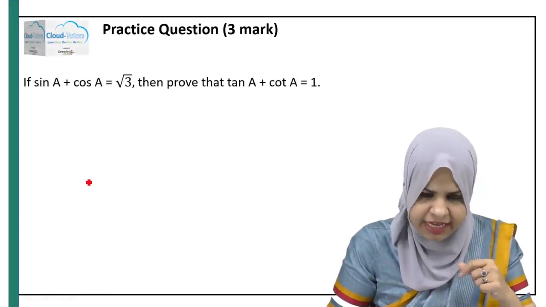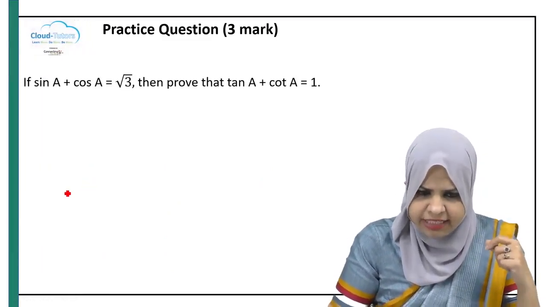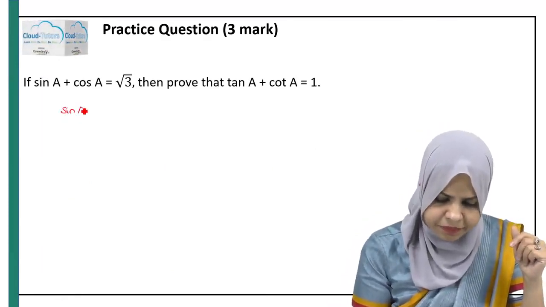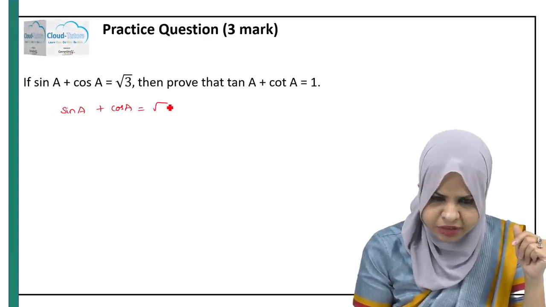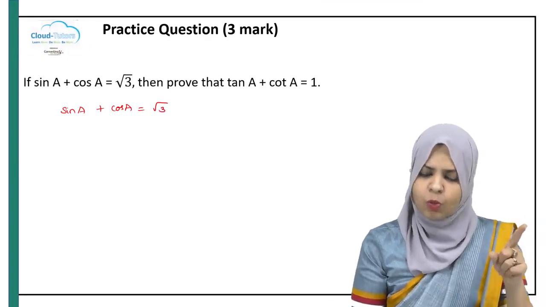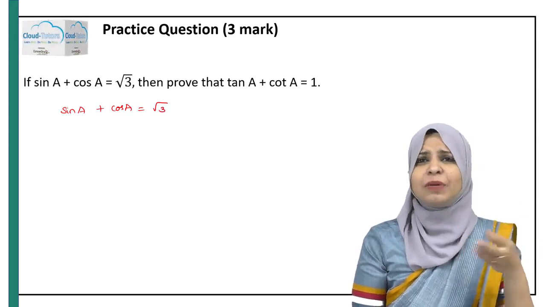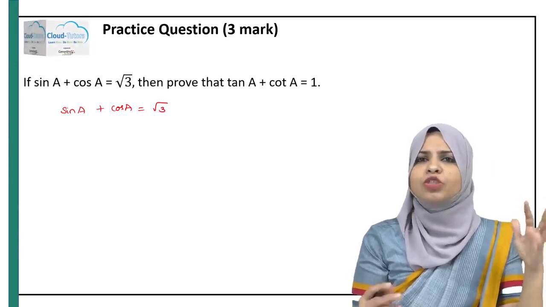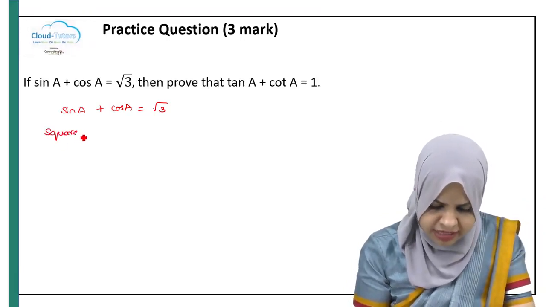Sine A plus cos A is equal to root 3. Then prove that tan A plus cot A is equal to 1. Here what is given? Sine A plus cos A is equal to root 3. Now we have to prove tan A plus cot A equal to 1. So what we can do here is, first let us remove the square root. So if I want to remove the square root, what should I do? I will square both sides. So square on both sides.